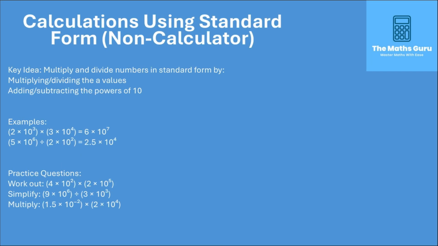We can also conduct calculations using standard form, and these in particular are ones that we can do without a calculator. Looking at the first example, we have 2 times 10 to the 3 times 3 times 10 to the 4. In this case we treat the numbers and the powers of 10 as individual cases. So 3 times 2 gives us 6. Then from our indices laws, when the base is the same, which in this case is 10, we add the powers to get 7.